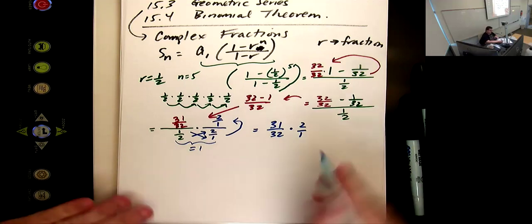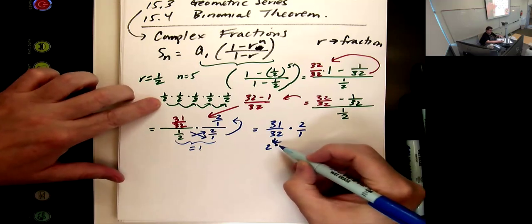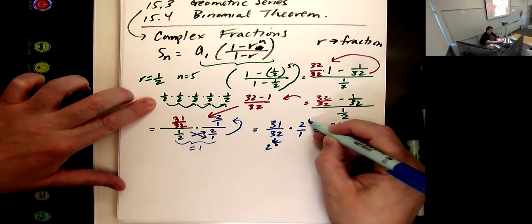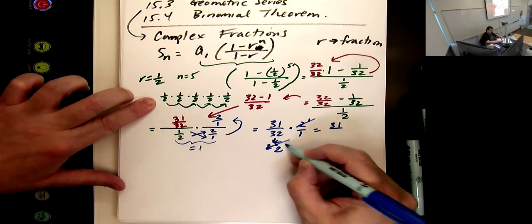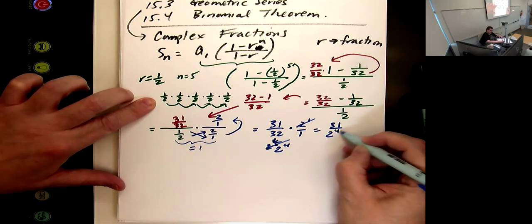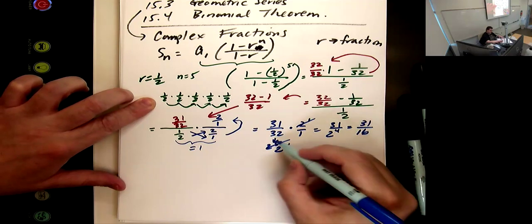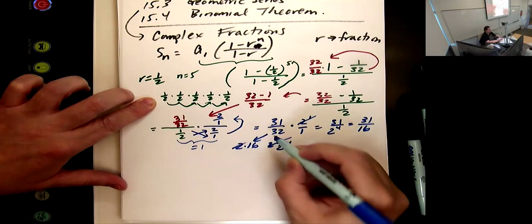We know this was 2 to the 5th, because that's how we got it. So that'll cancel out, it'll be a power. It's like 2 to the 1st, one of these cancels out with one of those. And we have 31 over 2 to the 4th, which is 31/16. Or you could have just recognized that 32 is 2 times 16 and canceled the 2 that way.